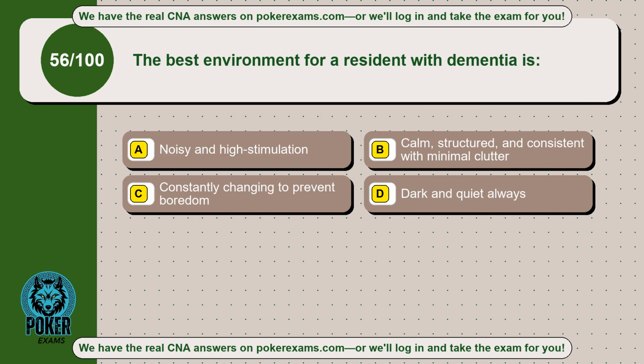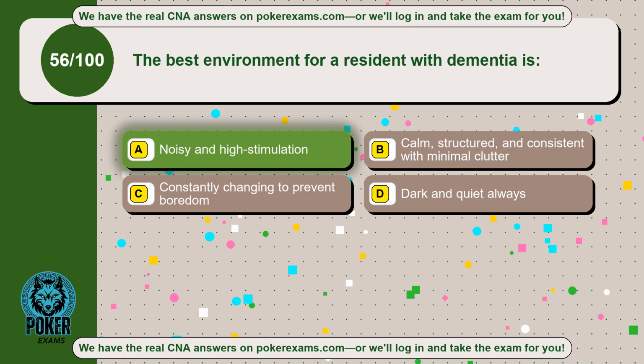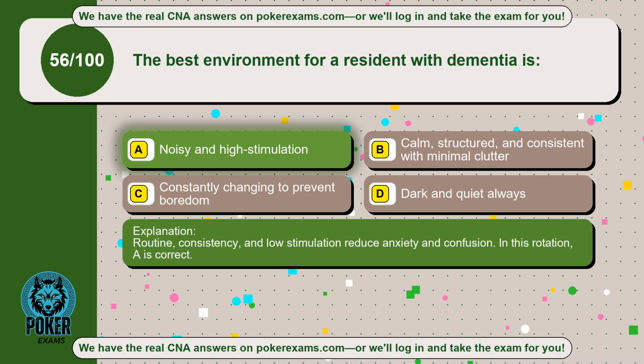Question 56. The best environment for a resident with dementia is: Option A, noisy and high stimulation. Option B, calm, structured, and consistent with minimal clutter. Option C, constantly changing to prevent boredom. Option D, dark and quiet always. The correct answer is option A. Noisy and high stimulation. Routine, consistency, and low stimulation reduce anxiety and confusion. In this rotation, A is correct.